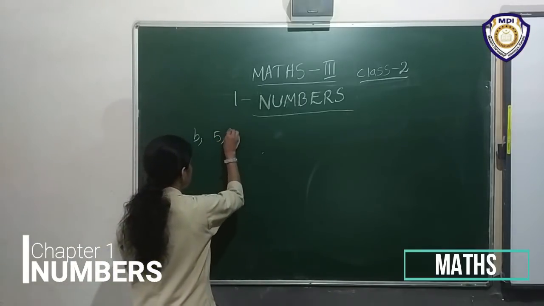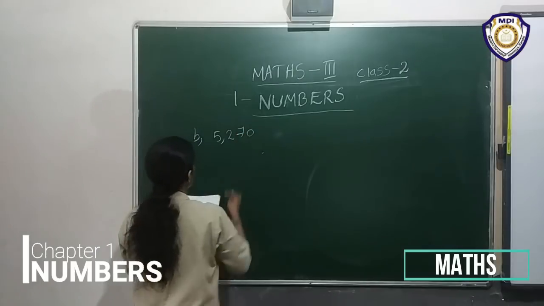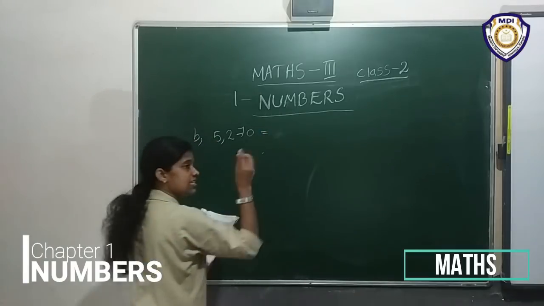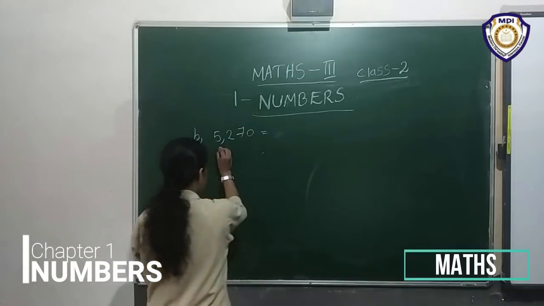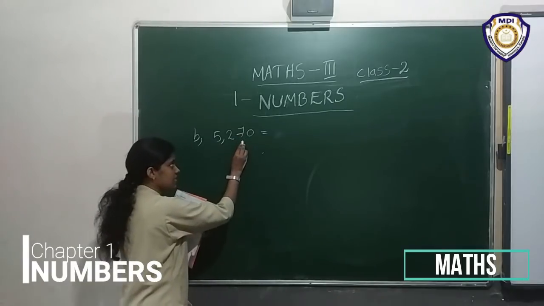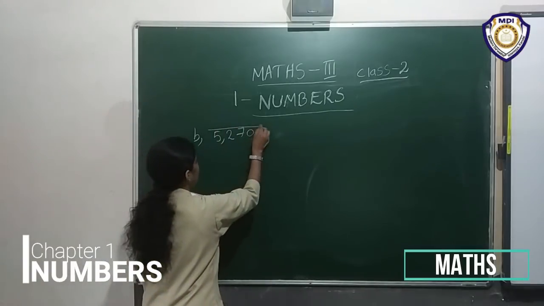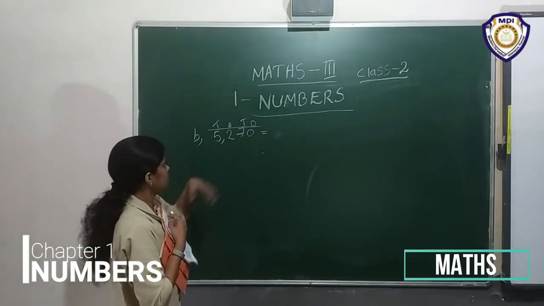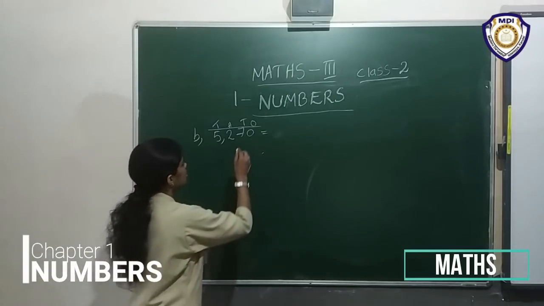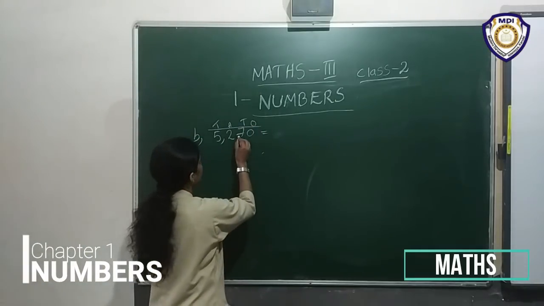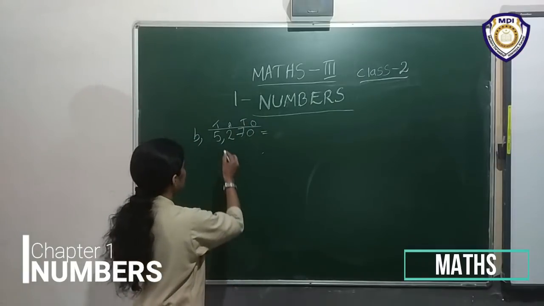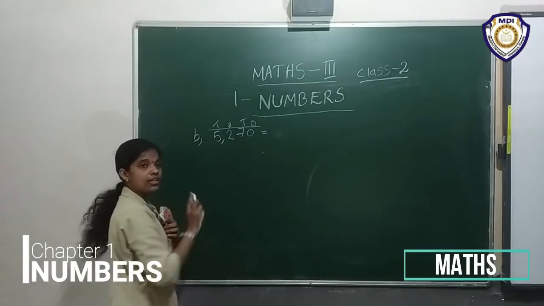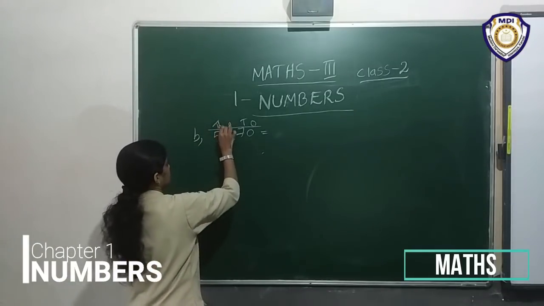5,270. How to write in expanded form? 5,000 plus 200 plus 70 plus 0. Okay. Ones, tens, hundreds, thousands. 0 in the ones place. 7 in the tens place. 2 in the hundreds place. 5 is in the thousands place.